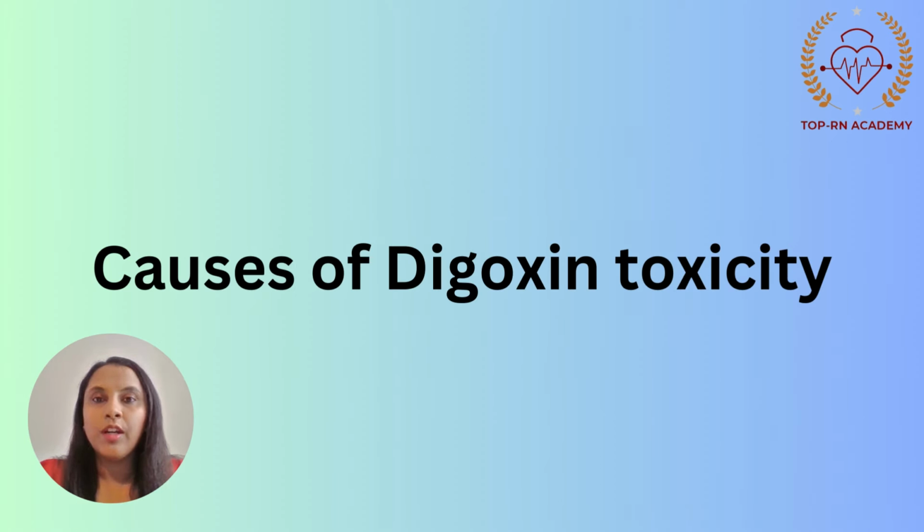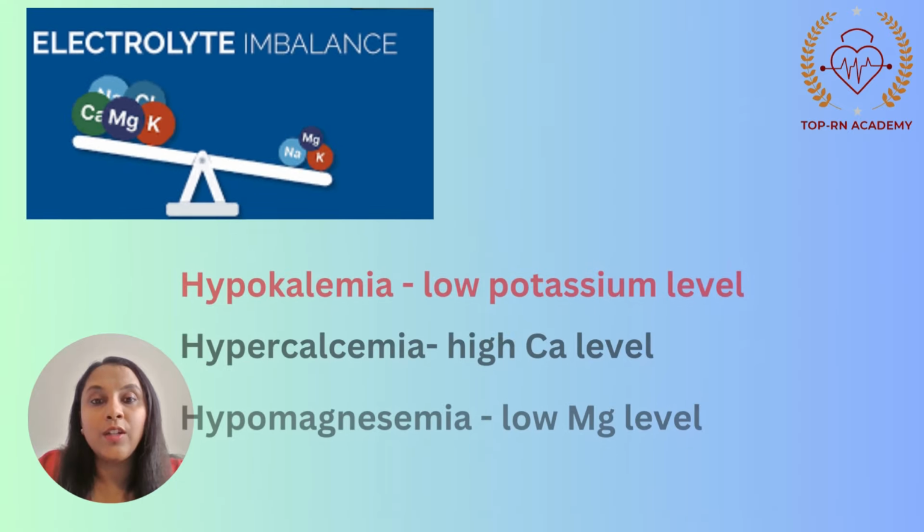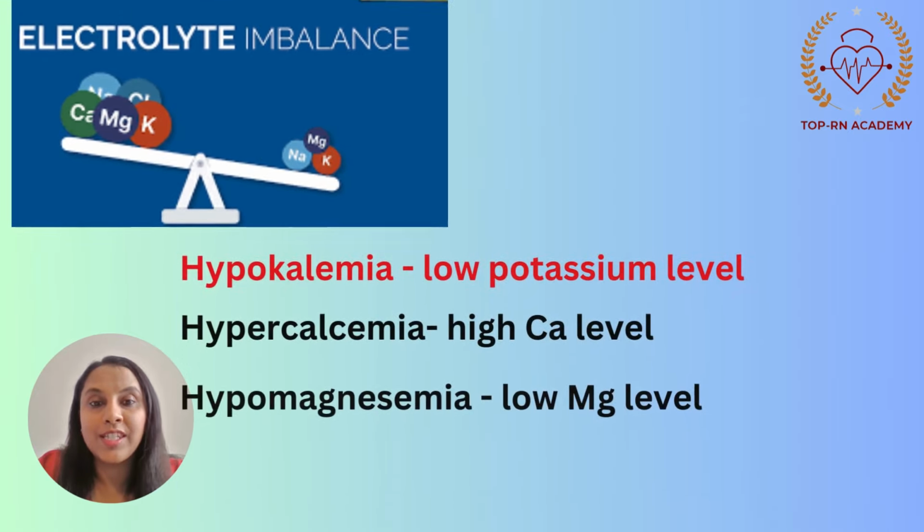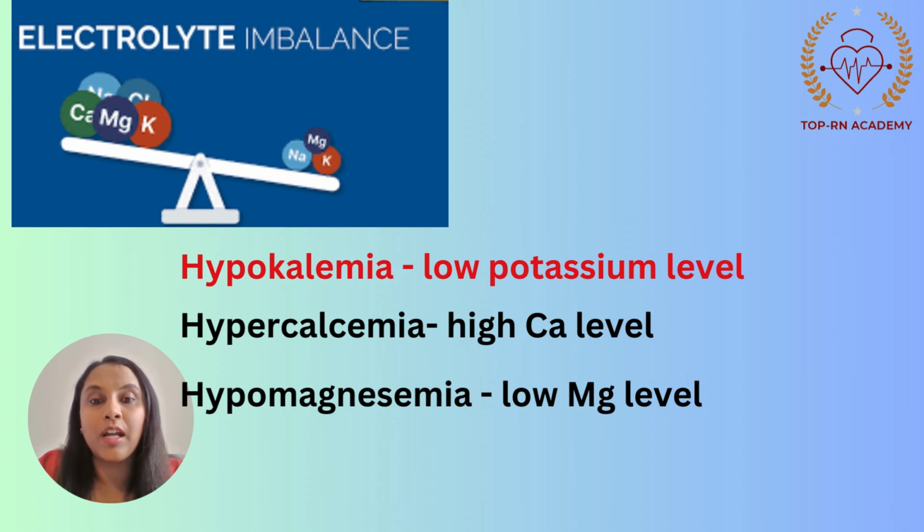Now we should think, even though we gave only the prescribed dose of digoxin, why is the patient getting digoxin toxicity? What are the main causes? The main cause for digoxin toxicity is electrolyte imbalance. This is very, very important from an NCLEX point of view. Hypokalemia is the major cause for digoxin toxicity, low potassium level in the blood.